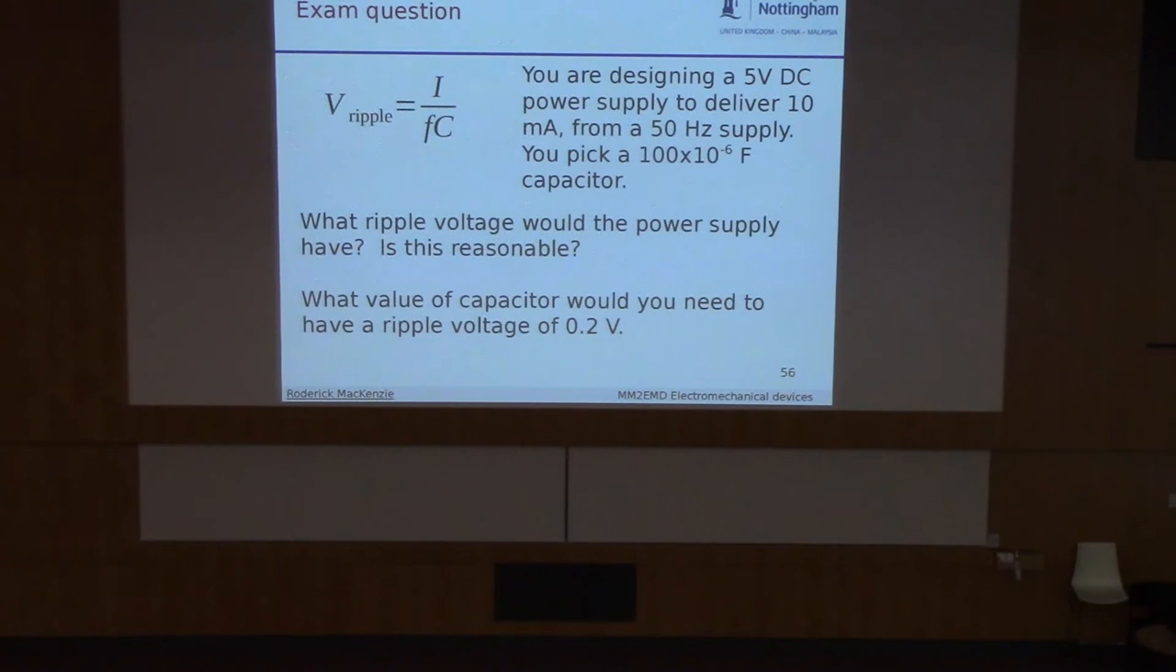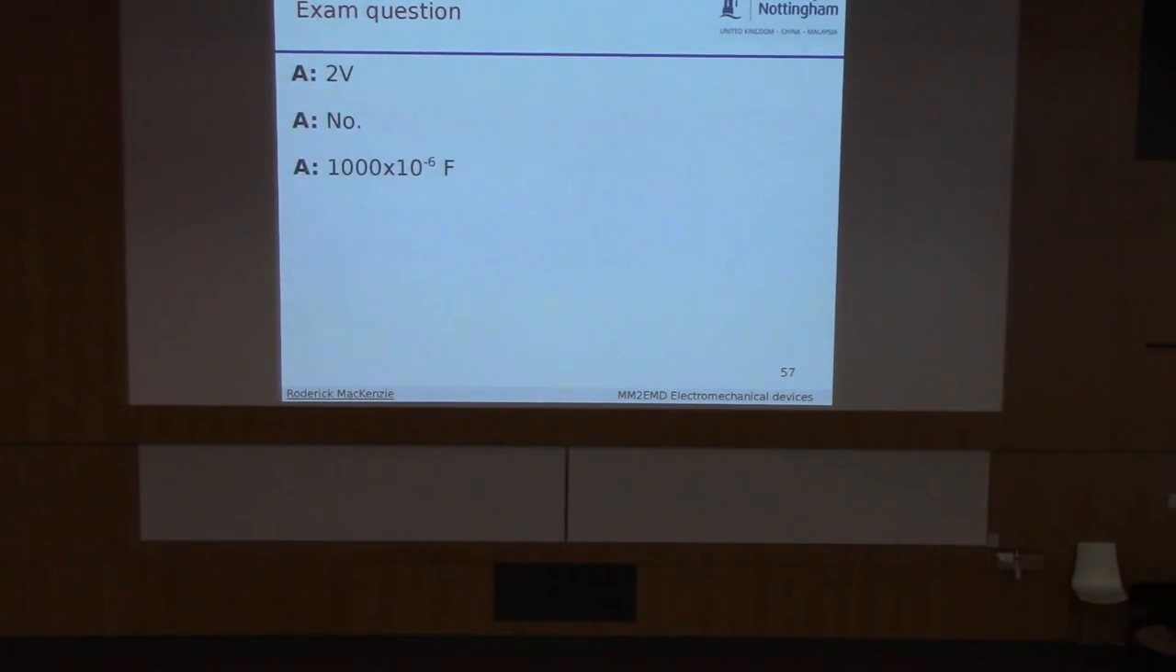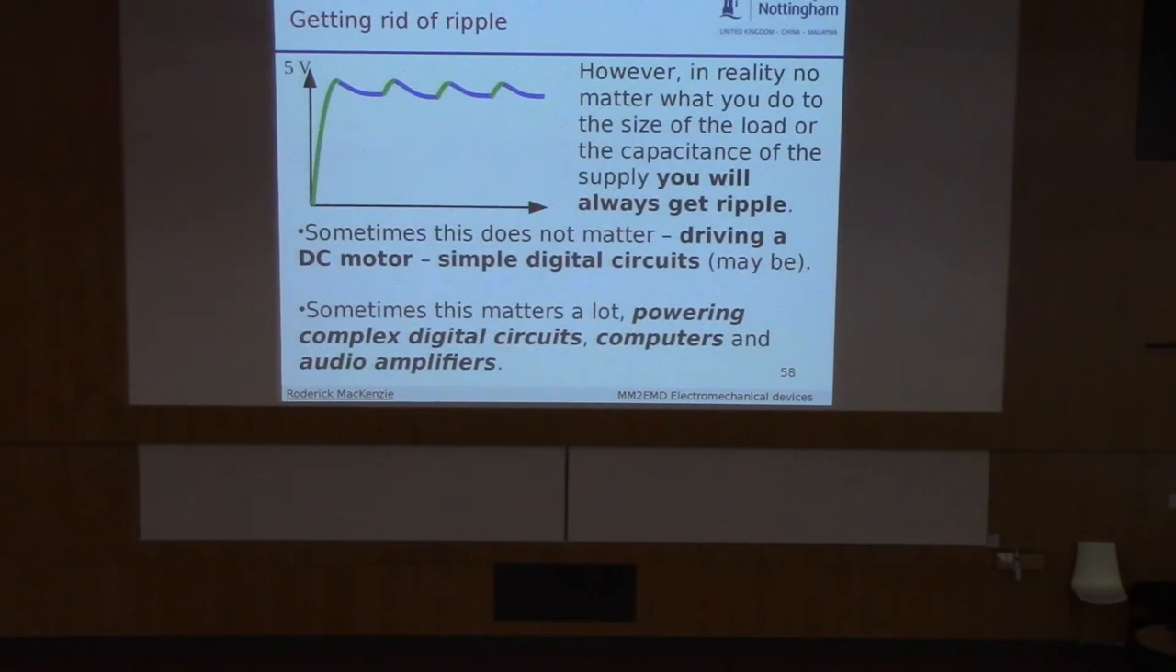1,000, you say? 1,000. So the answer to the second one we've got is you want a capacitor of 1,000 × 10⁻⁶. So that's reasonable. Okay? So that'd be maybe a 5-mark exam question very easily. So you've all got that. So there are the answers. So 2 volts, is that reasonable? No. 1,000 × 10⁻⁶ would make it a lot better. Right.